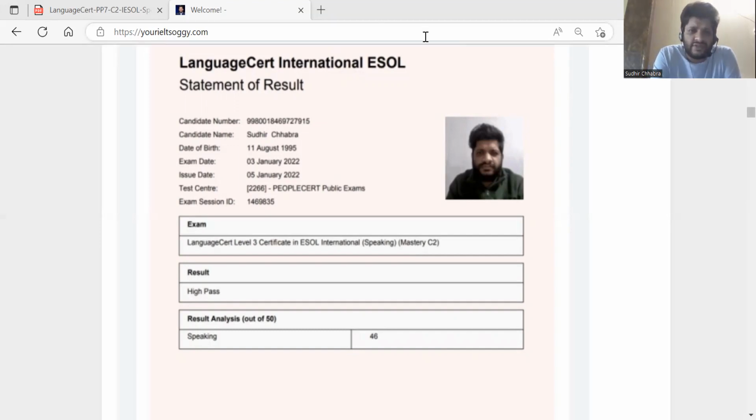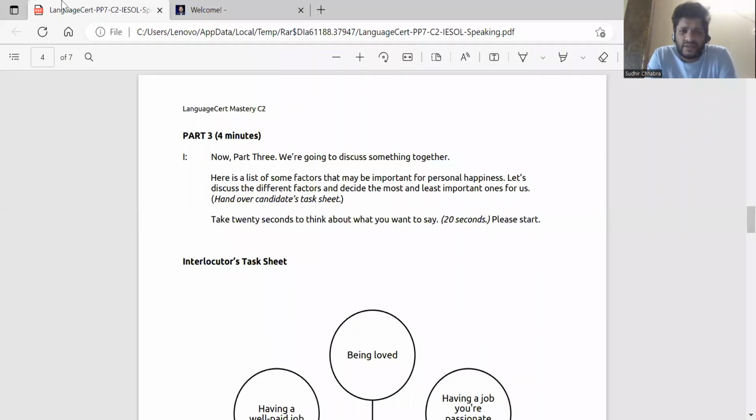Now let's come to the question. In the third part, you are given a picture with a lot of components, and you have to describe each of them, and you have to select the limits, as in which is the best and which is the worst. In this part, even the interlocutor participates with you, but that is not possible here because I'm the only person right now. So I'll speak for the complete time.